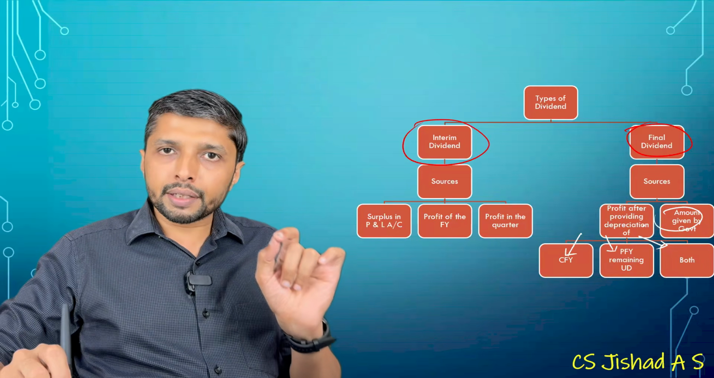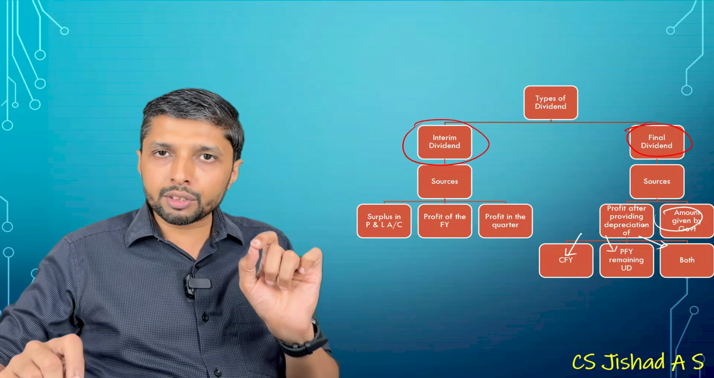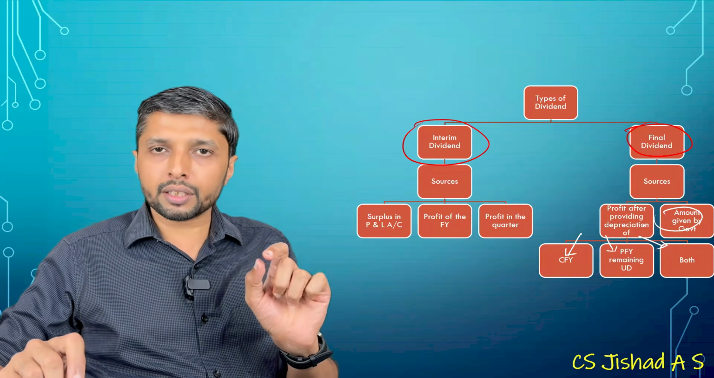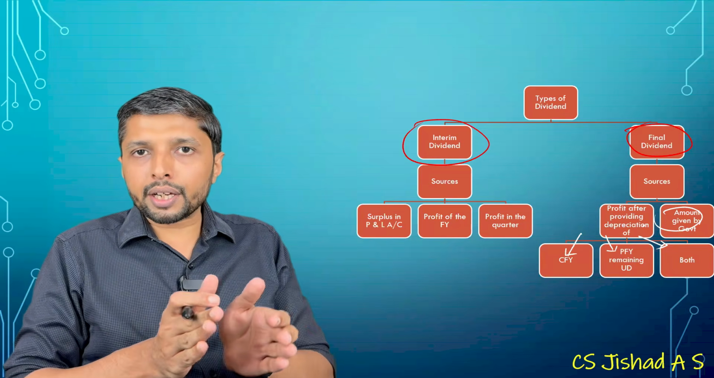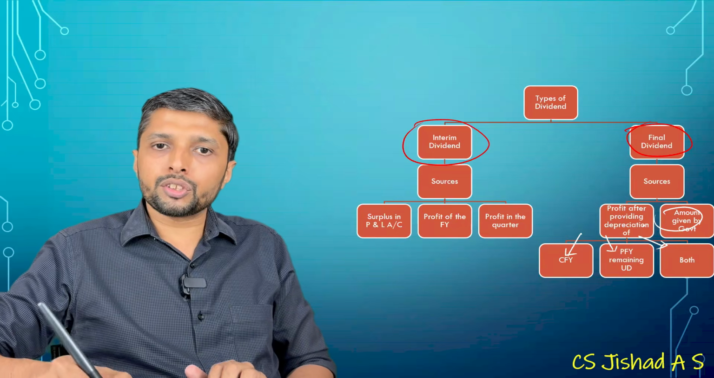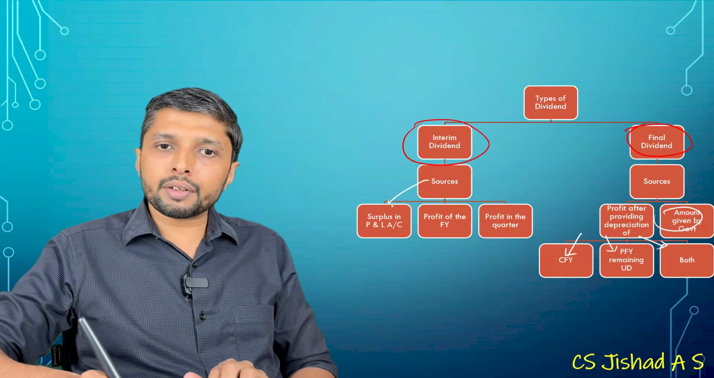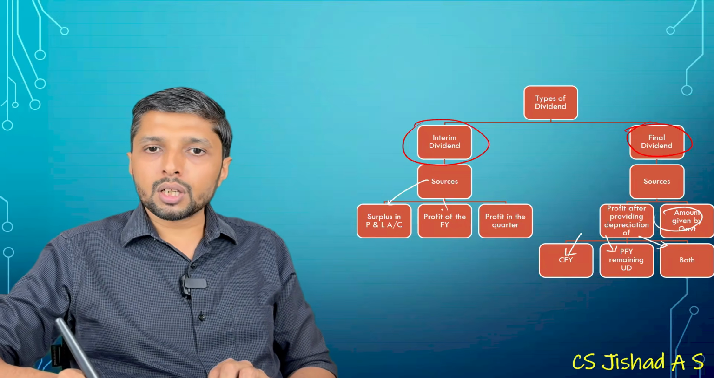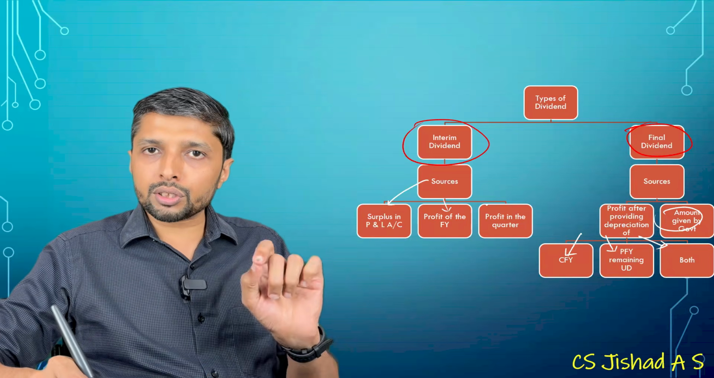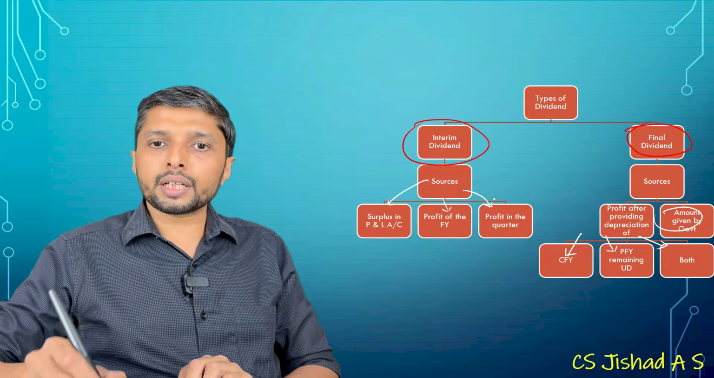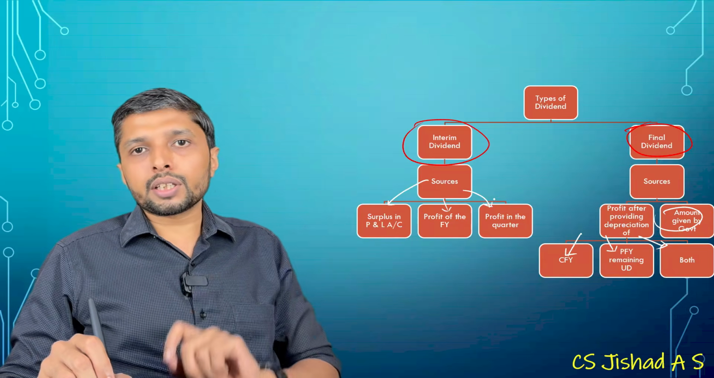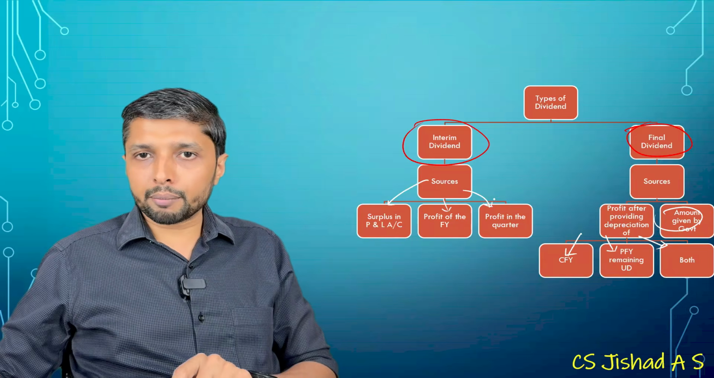Then number two, interim dividend. Interim dividend is a dividend which is declared by board of directors during a financial year, or during the period from the end of the financial year till AGM or between two AGM. Then the sources of interim dividend can be surplus in P&L account, profit of the financial year in which dividend is sought to be declared, or profit in the quarter immediately preceding the date of declaration of interim dividend.